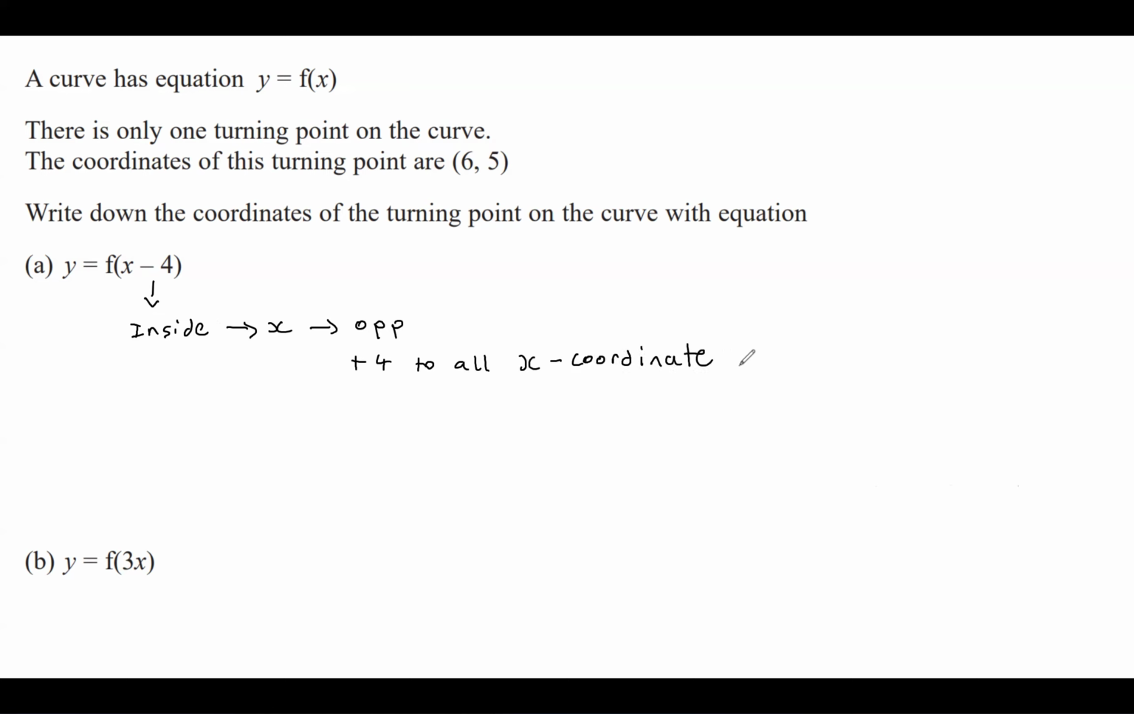So the new turning point is going to be 10, 5. We need to add 4 to 6. So the new turning point is going to be 10, and the y coordinate is not affected. And for the meantime, we can skip this part over here, and we can come back to that later.